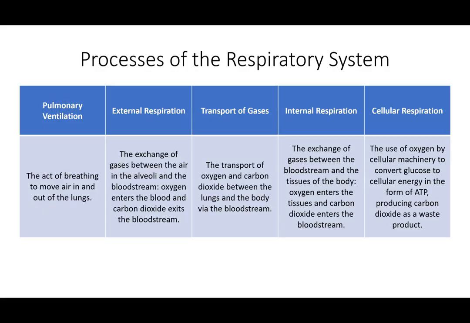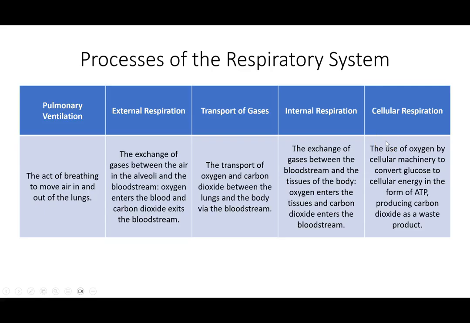And this is going to then lead to external respiration. This is the exchange of gases between the air in the alveoli and the actual bloodstream. So this is that gas exchange happening deep down in the alveoli with all those pulmonary capillaries. And then we have the transportation of gases, oxygen and carbon dioxide, between the lungs and the body in the bloodstream. And then internal respiration is the exchange of gases between the bloodstream and the tissues of the body. So this is happening systemically outside of the lungs.